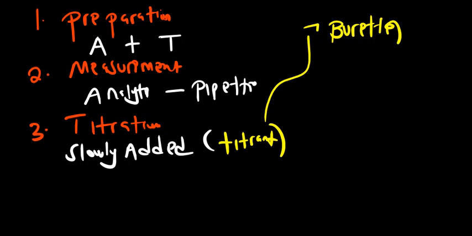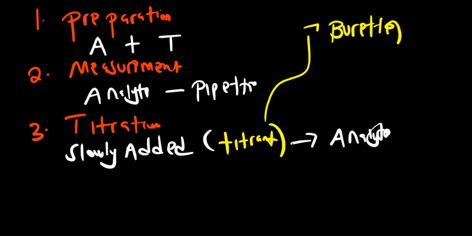Okay, you are slowly adding the titrant to the analyte, while you are stirring, until the reaction is complete. So the way you're going to see that the reaction is complete, it is going to be indicated by a color change. Once the color changes, then it means now your reaction is complete.